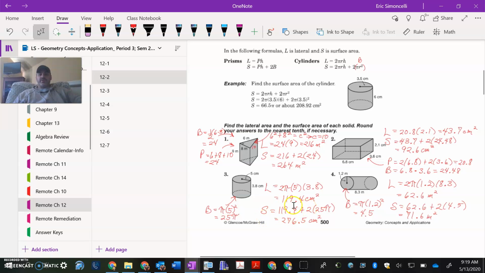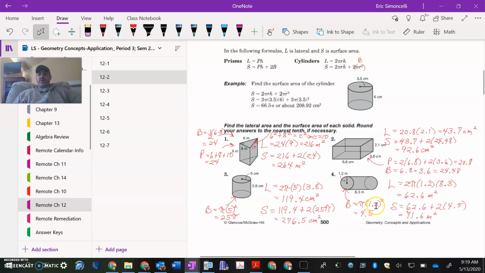The surface area is the lateral area plus, again, the answer that I got over here, 25 pi, the area of the base, but because there's two bases, multiply times 2. So 119.4 plus really 50 pi, if you think about it, and that ends up being 276.5 centimeters squared for the surface area. Number 4, we'll approach it similarly.